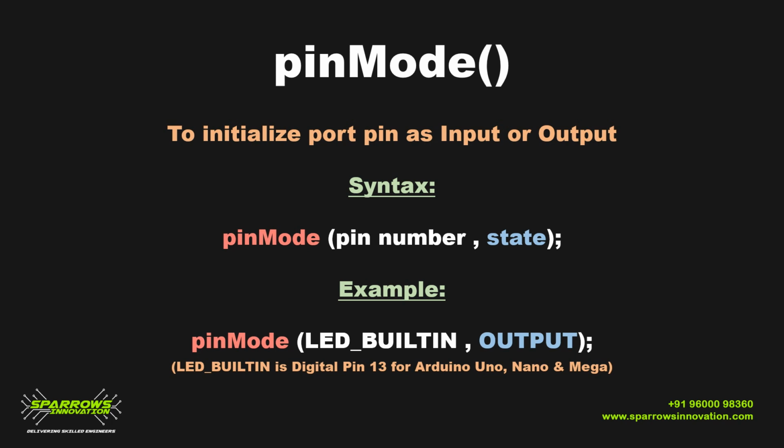So in Arduino Uno, Nano and Mega, pin number 13 is used for LED_BUILTIN. That is, the onboard LED is connected to digital pin number 13 of Arduino Uno, Nano and Mega. So we are going to program that pin number 13 to perform the onboard LED sequence. So pinMode LED_BUILTIN comma OUTPUT will configure pin number 13 to make your LED on and off. This is to configure your pin as input as well as output only.